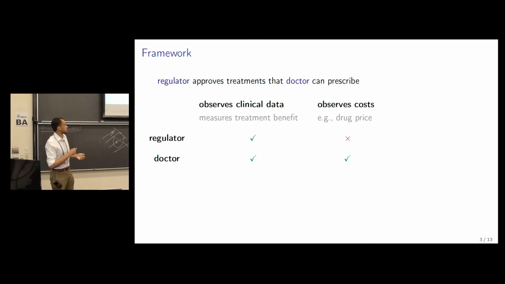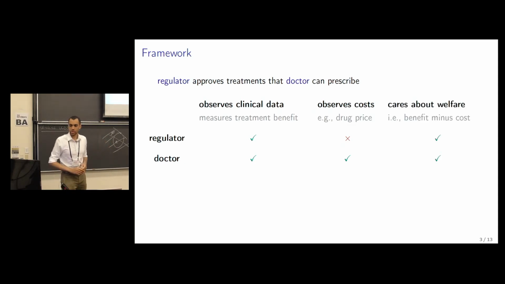So this could be things like the price of the drug for the patient. This could be things like inconvenience. It could be things like side effects that maybe the clinical trial didn't measure, and so forth. And finally, I'm going to assume that both the regulator and the doctor care about the patient welfare. So in this simple example, there's actually no conflict of interest. They both want the same thing.